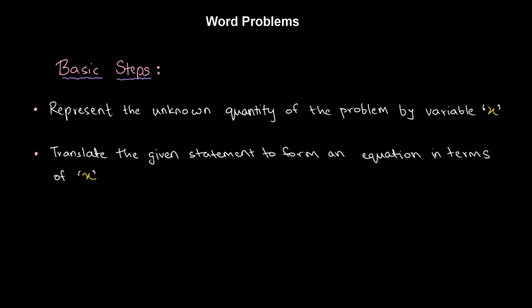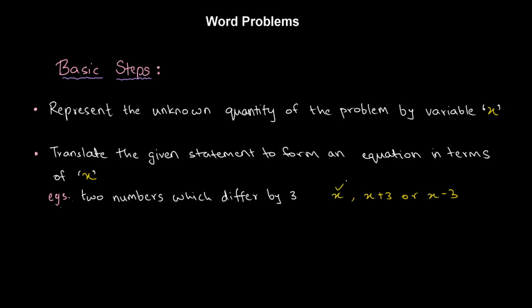Let's take a few examples of this. For example, if I'm dealing with two numbers which differ by 3, what we'll do is consider the first number as x, and since the two numbers differ by 3, the second number could either be x plus 3, or it could also be x minus 3. So x and x plus 3, or x and x minus 3. If I consider the smaller number to be x, the other number will be x plus 3. If I consider the larger number to be x, the other number will be x minus 3. So if two numbers differ by 3, we can consider them in this way.